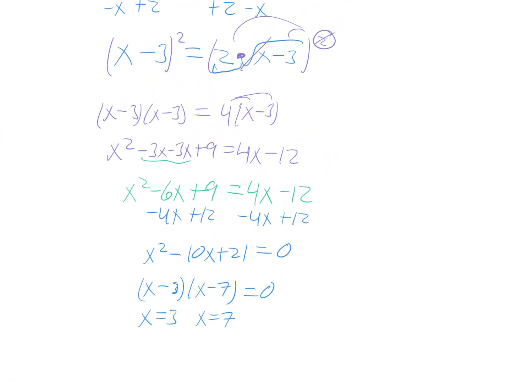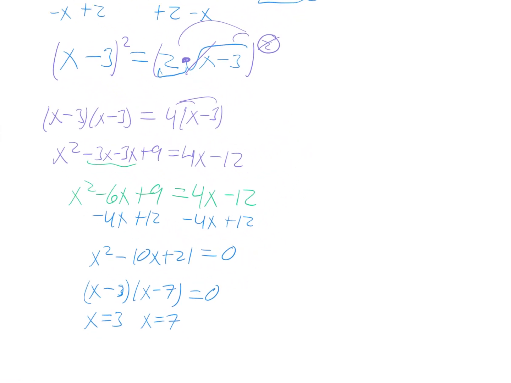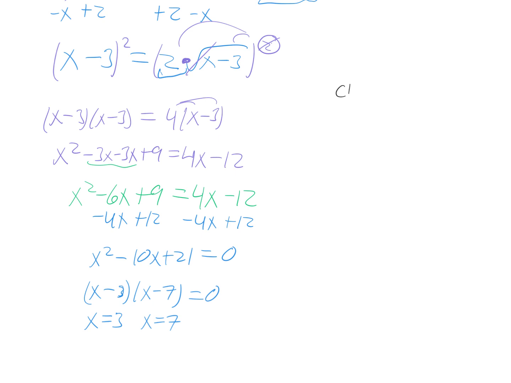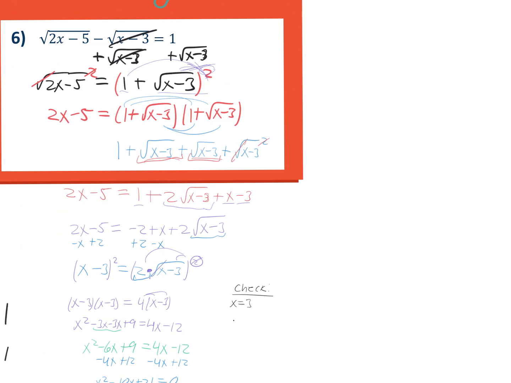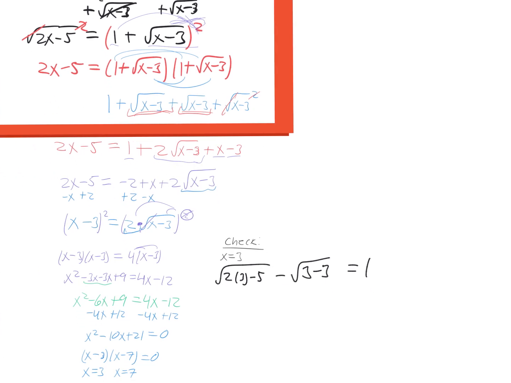All right, now are we done? We are not done. We have to check. Right, so I'm going to write over here a little check. As always, let's check x equals 3 and make sure it works. Plugging x equals 3 into our original equation should get us the square root of 2 times 3 minus 5 minus the square root of 3 minus 3 equals 1. All right, let's see if this works.